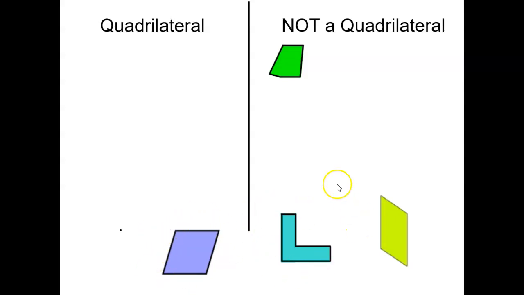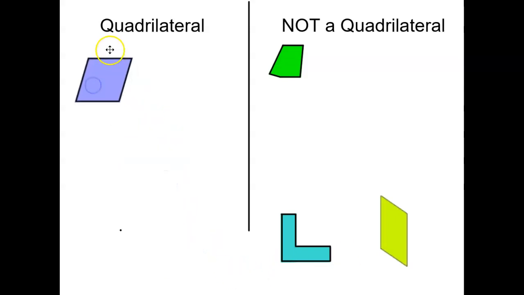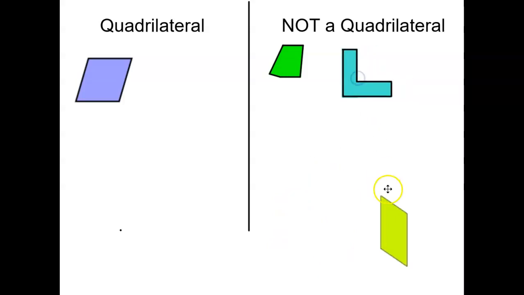You guys sort these for me and pause the video. Great work, you're right. This shape is a quadrilateral because it has four sides. This shape is not a quadrilateral. It has 1, 2, 3, 4, 5, 6 sides, making it a hexagon, which isn't a quadrilateral. Is this guy a quadrilateral? Which column would I put it in? Quadrilateral or not a quadrilateral? You're right. I would put it in the quadrilateral column because it does have four sides and four angles.